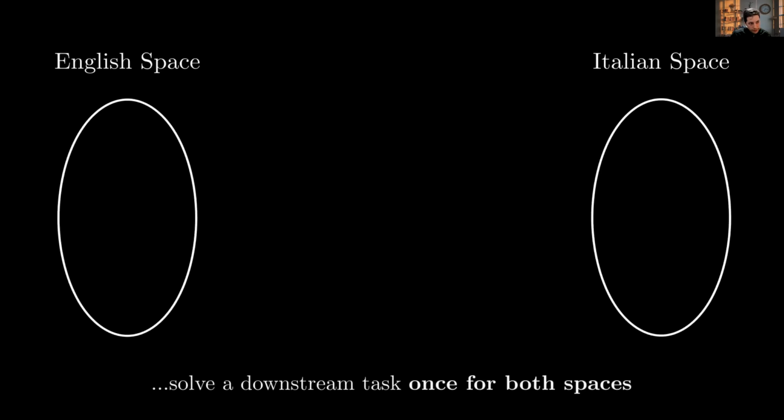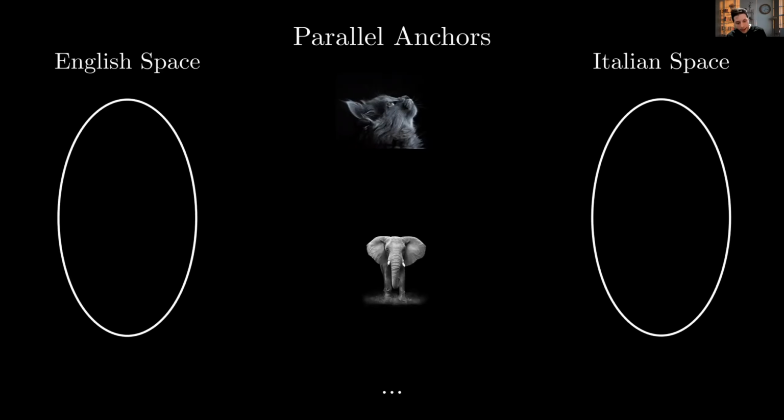Say that we are given two spaces, for example, the English and the Italian space. And we want to solve a downstream task once for both spaces. So we want a single component able to solve a task for both spaces. The idea is the following. Say that we are given some concepts, very broadly speaking, for example, cat and elephant. And then we consider some samples, any samples, in the two spaces, the English blue and Italian red.